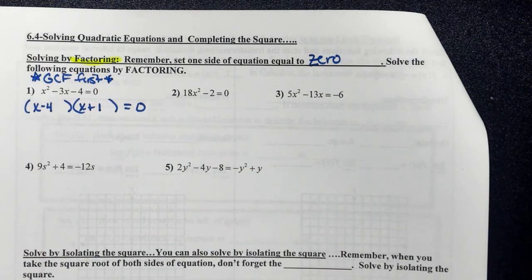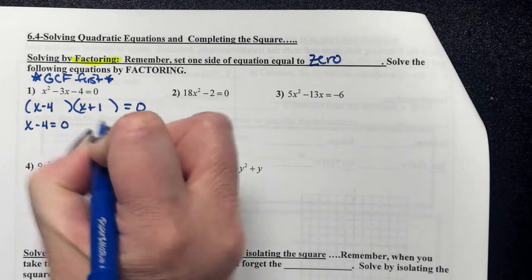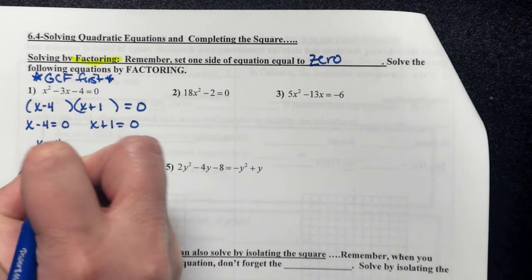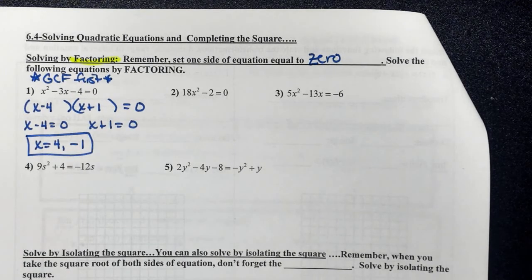And then remember, after you factor, you use your zero product property. You take each factor and set it equal to 0. So x minus 4 is equal to 0. X plus 1 is equal to 0. So x is going to be equal to 4 and negative 1. So any questions of how you can use factoring to solve a quadratic?